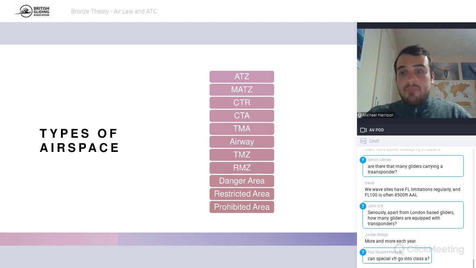A MATZ is a military aerodrome traffic zone. They are established around military airfields, but I'm not going to talk about them because they're not actually part of the civil airspace structure. They are published on civil air charts. That's more for information than anything else. And the CAA do suggest that you request permission to enter a MATZ, but you are under no obligation to request permission to enter a MATZ. And as a glider pilot, you are perfectly free to enter any MATZ, provided you don't enter the ATZ.